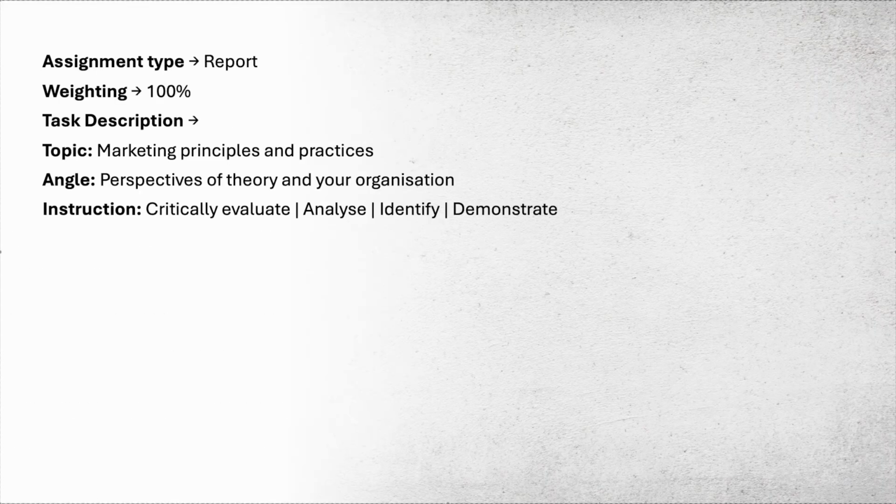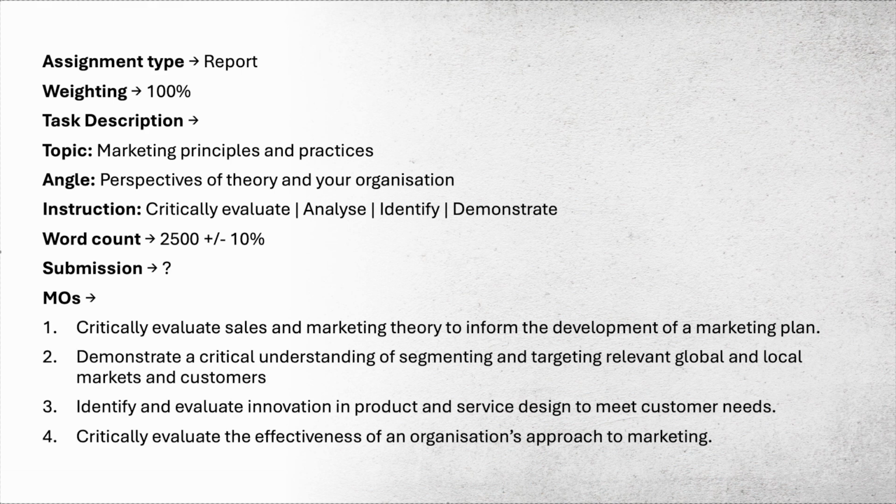Now that we've clarified that, the word count is 2,500 and you have that plus or minus 10%. Why not check your submission date? How long do you have between now and the deadline? That might help you to plot and plan what you're going to do each day to contribute towards this assignment. And the module outcomes. There are 4 module outcomes for this assignment. Remember, the module outcomes are the expectations of your assessor.